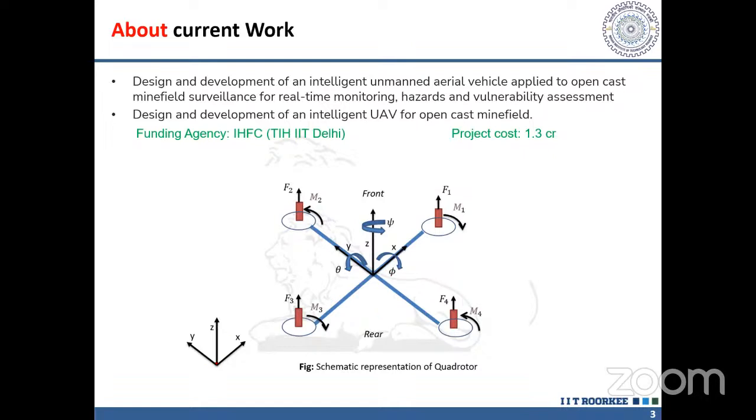Here, theta, phi, and psi are the rotational directions: theta is the pitch, phi is the roll, and psi is the yaw motion. M1, M2, M3, M4 are the moments. M1 and M3 are moving in the same direction, and M2 and M4 are moving in the other direction, so that they can neutralize the effect and keep the quadrotor stabilized. So this is the basic schematic representation of the quadrotor system.